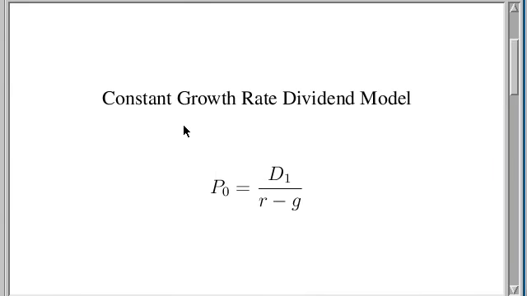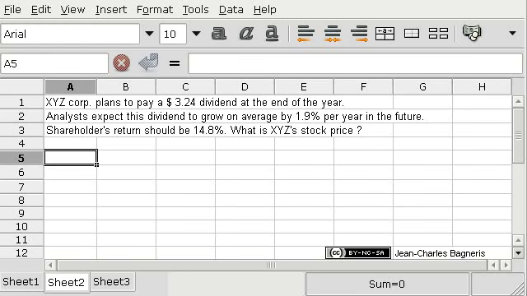So here is the constant growth rate dividend model. So here we get the stock price at time 0, P0, depending on next dividend, D1, over a rate of return, which is of course the required rate of return from the stockholders, and the growth rate of the dividends, so R minus G. Of course, for this model to hold, the dividend growth rate should be smaller than the expected rate of return on the stock.